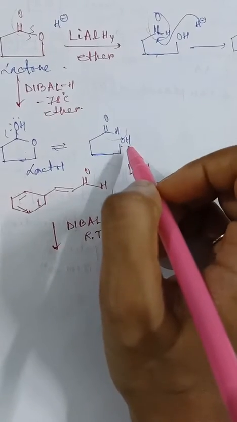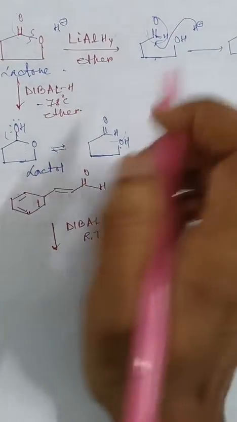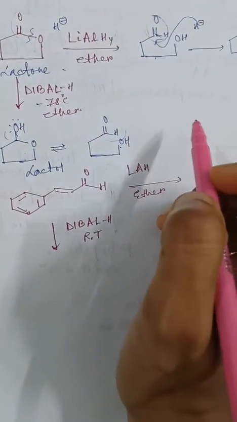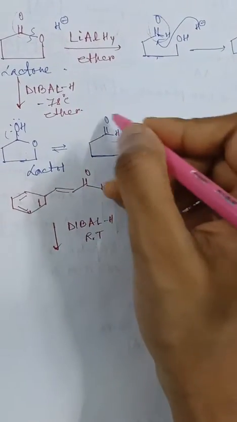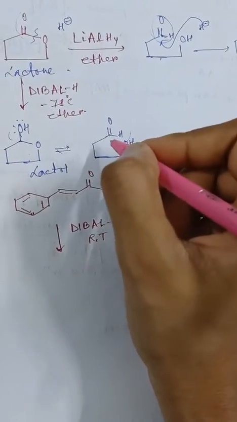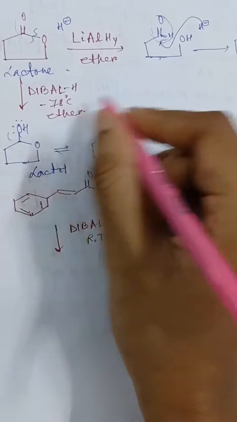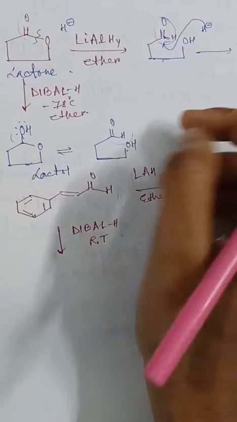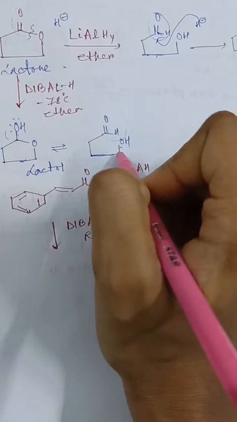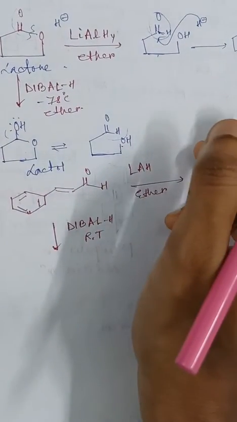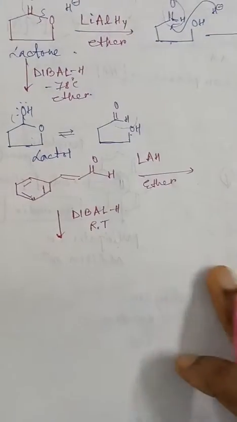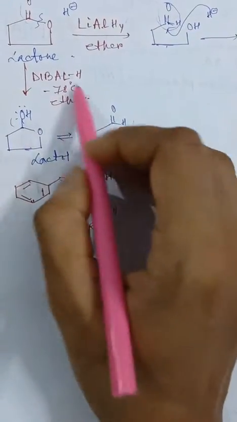Why so? I'll discuss later that only at room temperature DIBAL-H reduces this aldehyde group, not at a very low temperature of minus 78 degrees centigrade. That's the reason this is the product at minus 78 degrees centigrade. So we have to take care of the temperature also.